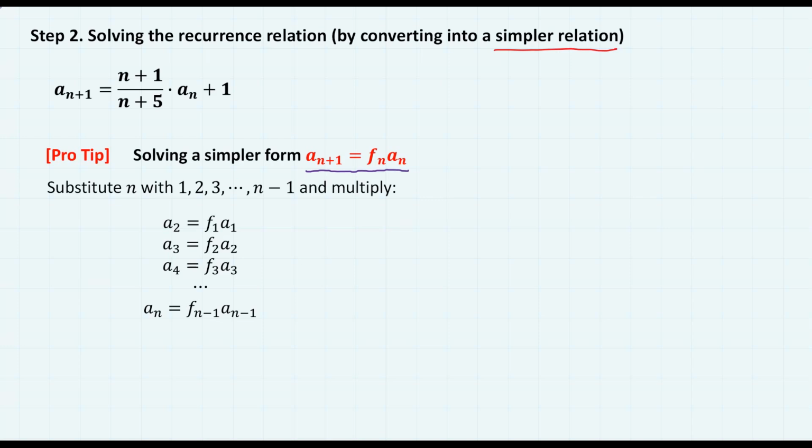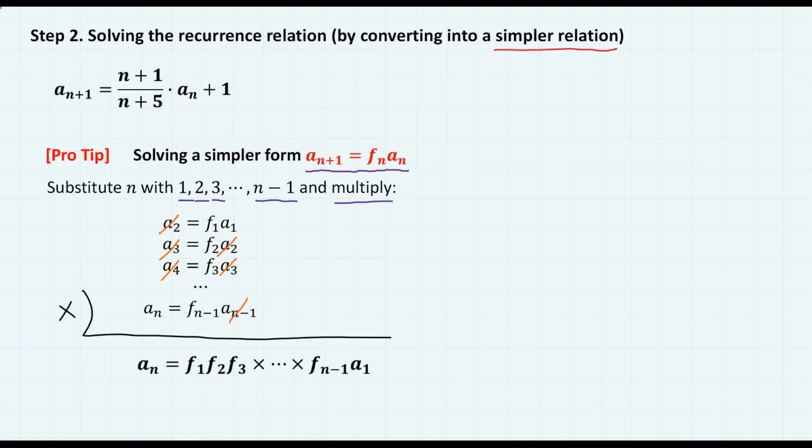The standard method to solve this recurrence relation is to substitute n with 1, 2, 3, and so on, up to n minus 1, and multiply all of them. So n equals 1 gives a_2 equals f_1 times a_1, n equals 2 gives a_3 equals f_2 times a_2, and so on, and n equals n minus 1 gives a_n equals f_(n-1) times a_(n-1). If we multiply all of them, we will obtain the general term a_n is equal to the product of f_1, f_2, f_3, and so on, up to f_(n-1), times the first term a_1.